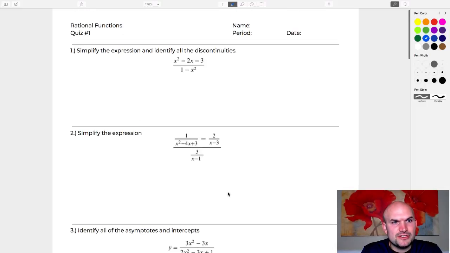So, rational functions quiz. Oh, there we go. Let's go and use Brown. I don't use Brown a lot. I'm going to start this one. This is going to be a Brown quiz.